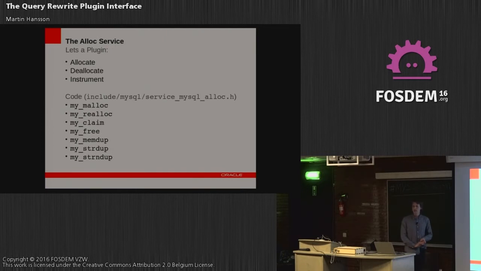We also have the alloc service, and it lets you allocate memory. That's all it does, and it's really good at that. I guess some of you wonder, why would you want to use the server to allocate memory? Why can't you just use malloc and free yourself? There's a good reason.